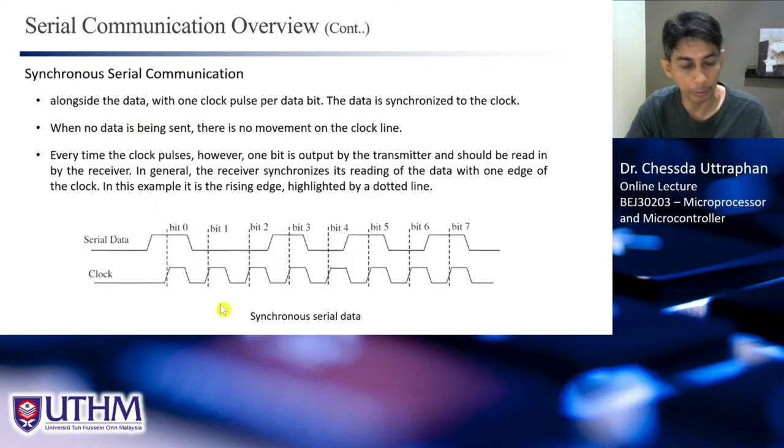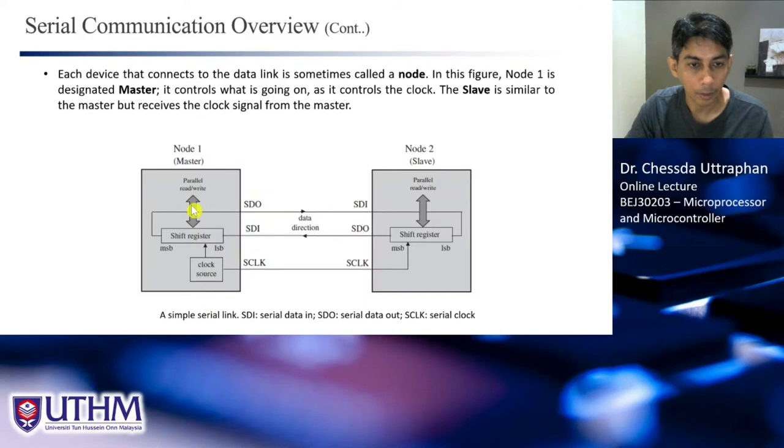This is what I said before for synchronous serial data communication. It is synchronized by the clock. This is the clock, and this is the data, right? And the concept for synchronous communication is like this, where we have the data line here. This is the master, or sometimes we also call it a node. This is the slave, node 2. This is the master, the sender, and this is the receiver. This is serial data out. This is serial data in.